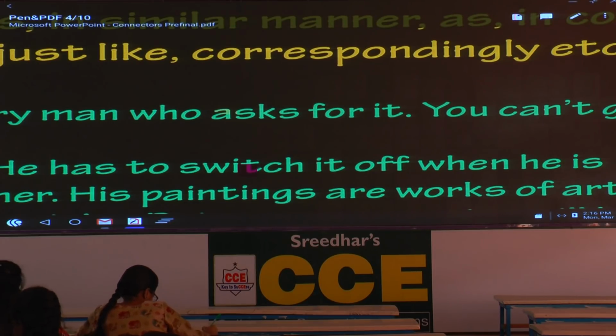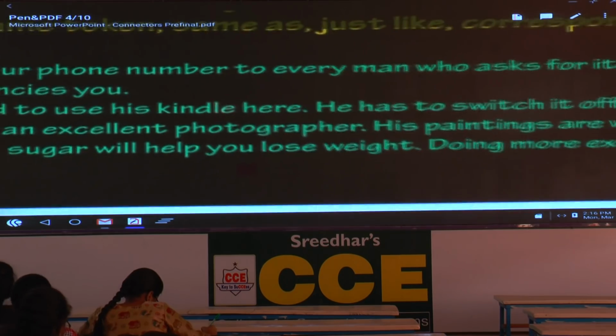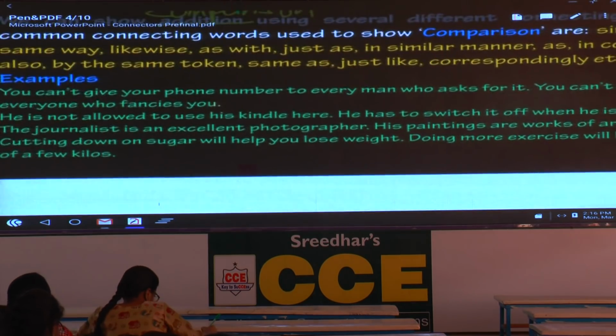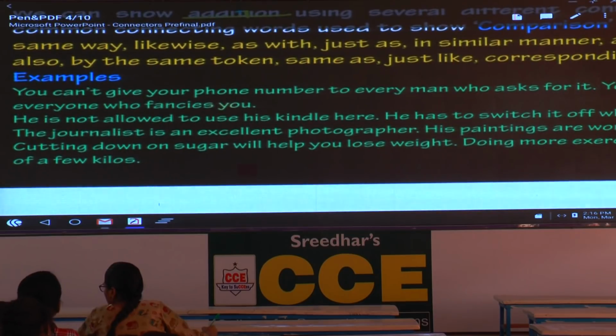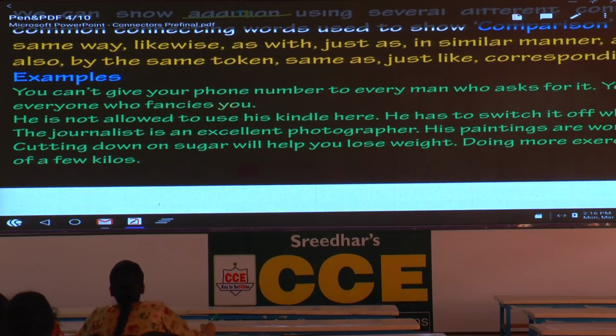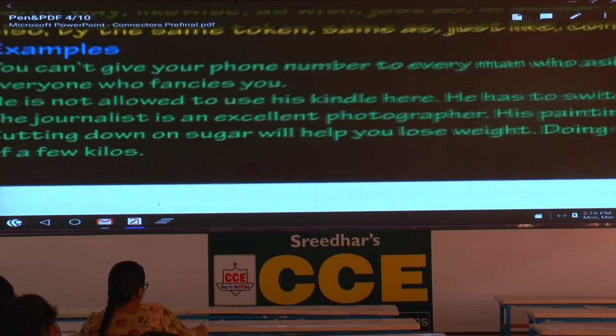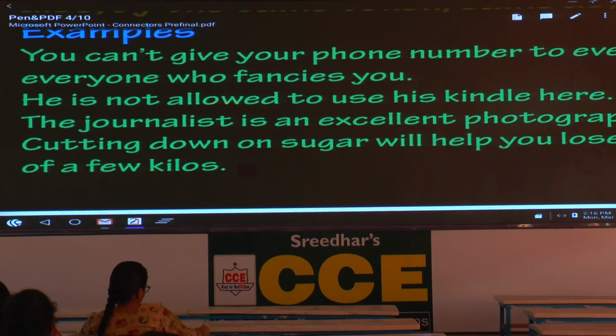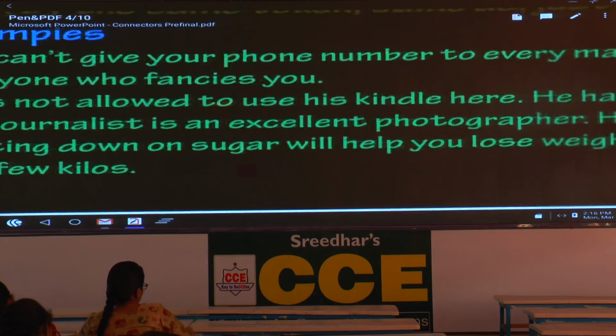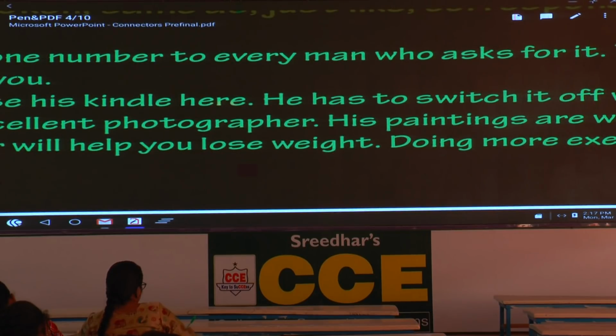Have you written? Now we'll see the examples. This you have got already in one of the mock tests. So please write the first sentence. You can't give your phone number to every man who asks for it. Does it sound familiar? Yes. You can't give your phone number to every man who asks for it.